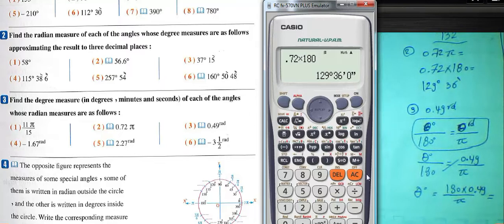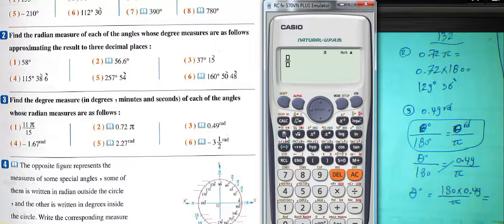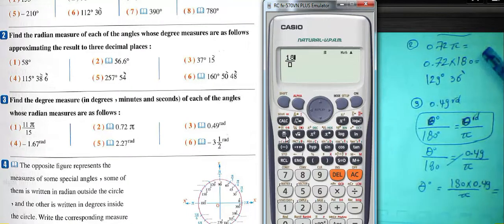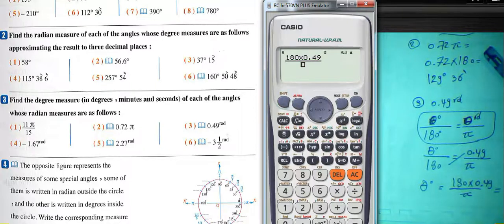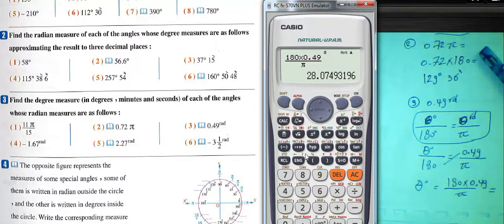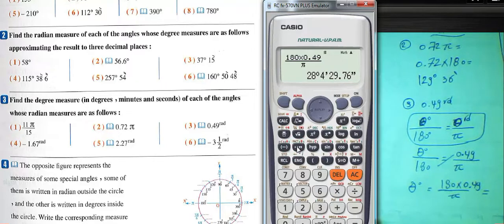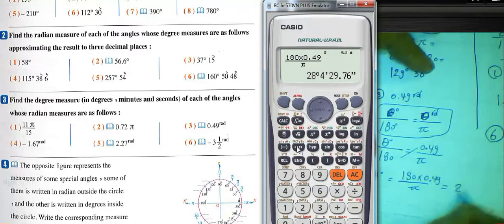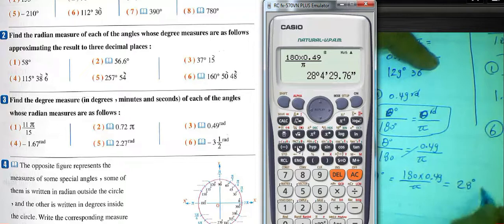Look with me here. You can write 180 multiplied by 0.49 over pi, equals, and we can solve it like this. The result will be 28 degrees 4 minutes 76 seconds.